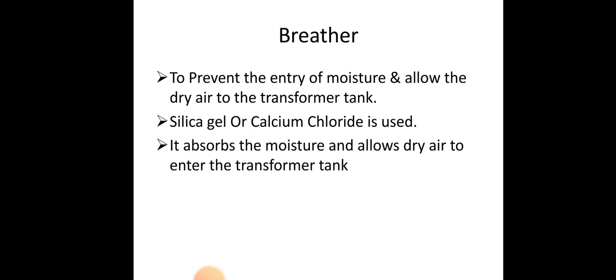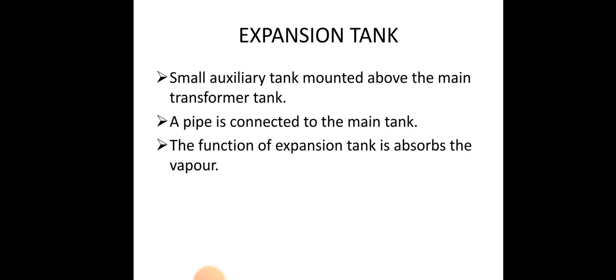So it is made up of silica gel or calcium chloride. It absorbs the moisture and allows the dry air into the transformer tank. So the breather is connected on one side of the conservator. So next one, expansion tank.